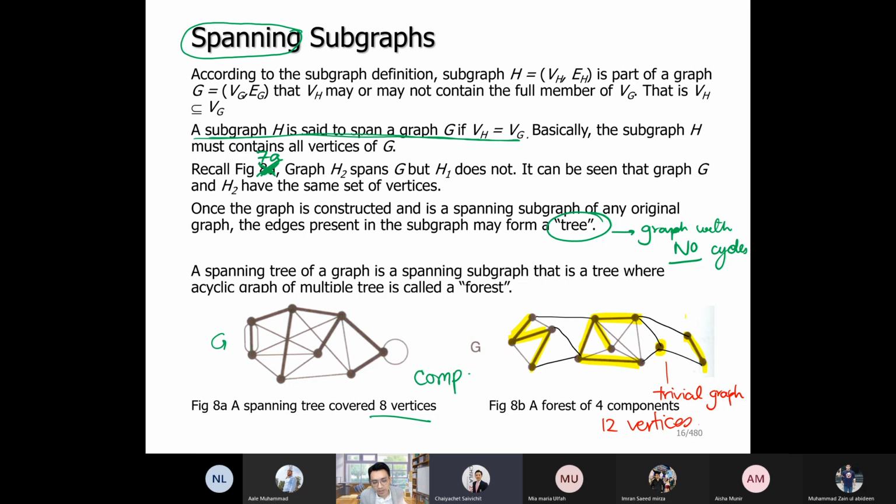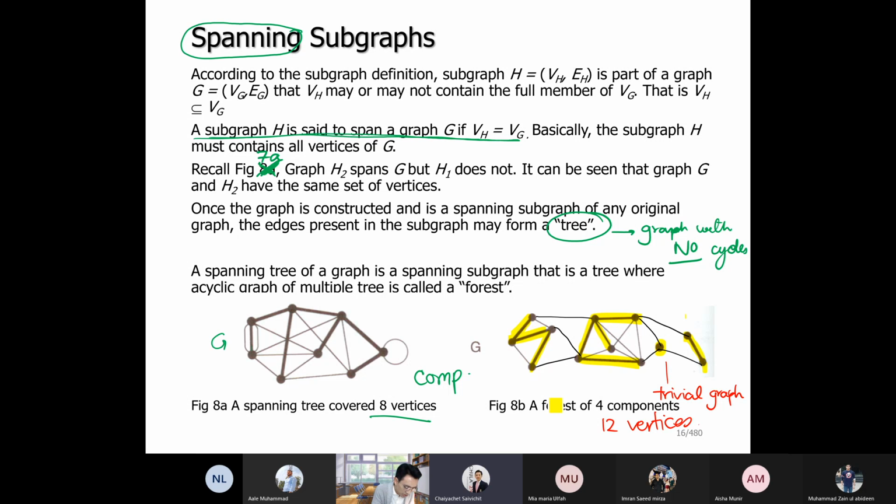This is 4 components. The first component, the second component, the third component, and the fourth component, right? Okay, but it's still a spanning subgraph, right? Because it's covered, it appears to have all the vertices.